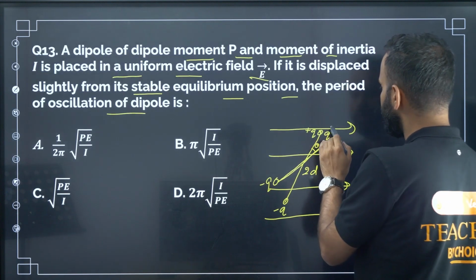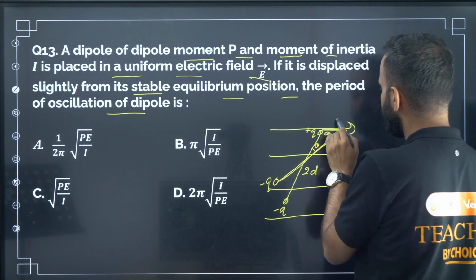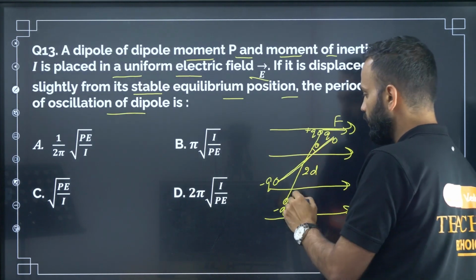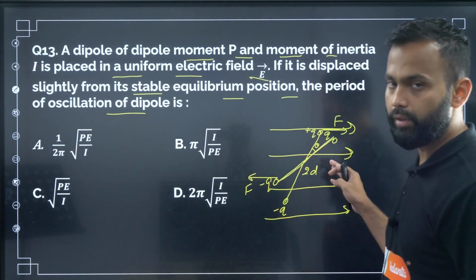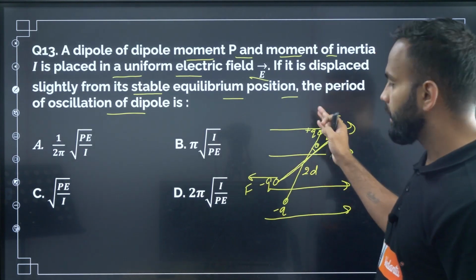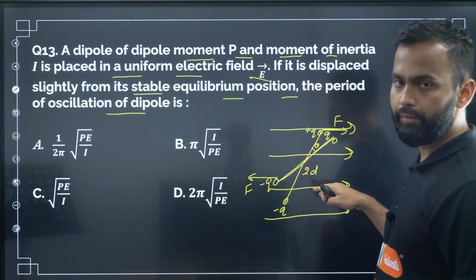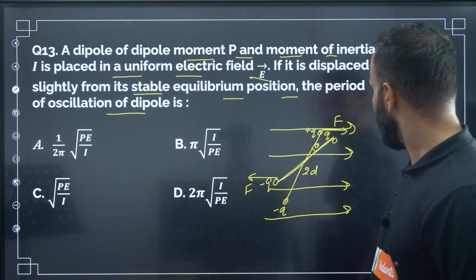Now it will start to oscillate, right? Because this is the direction of the force on plus Q charge and this is the direction of the force on minus Q charge. This is the stable equilibrium position. Now it is slightly displaced. Now it will start to oscillate. We need to find the time period of the oscillation, right?